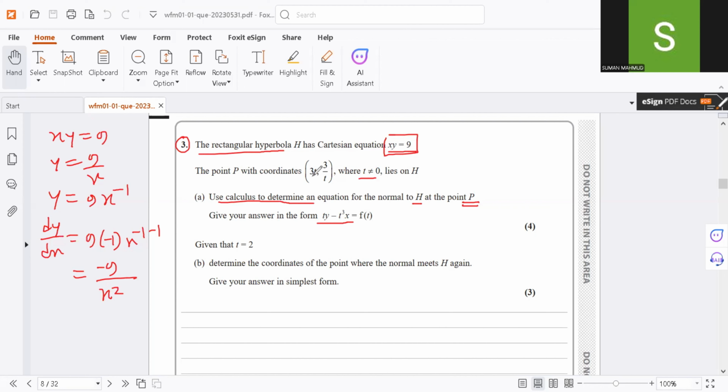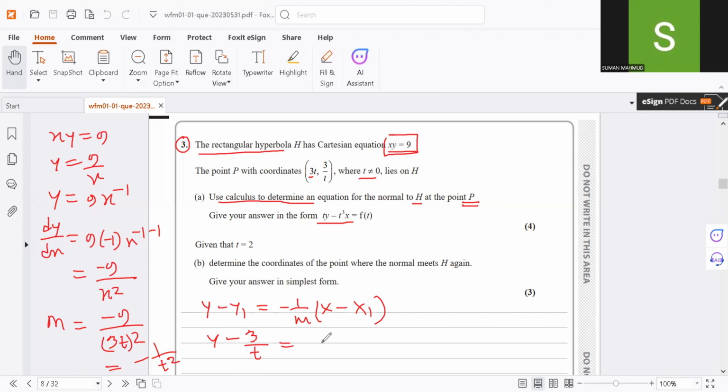So substitute x equals 3t. We get the gradient m equals minus 9 over (3t) squared, which is minus 1/t squared. So the equation of the normal is y minus y1 equals minus 1/m times (x minus x1). So y1 is 3/t, and the gradient of the normal is t squared, giving y minus 3/t equals t squared (x minus 3t). Simplify it.